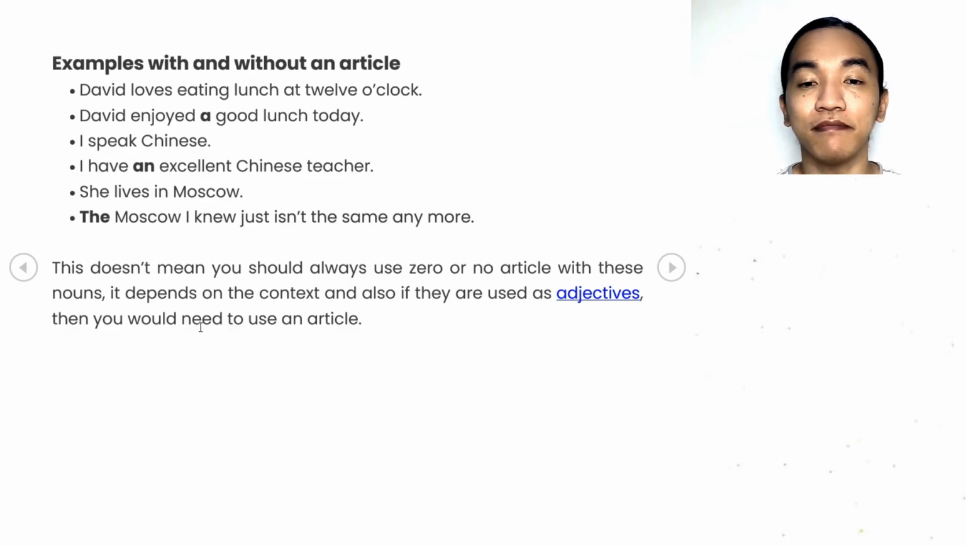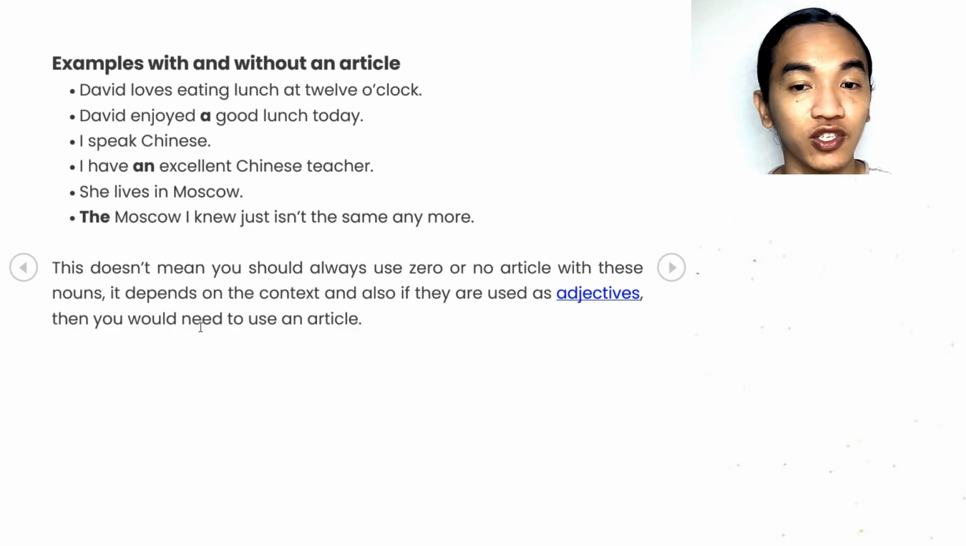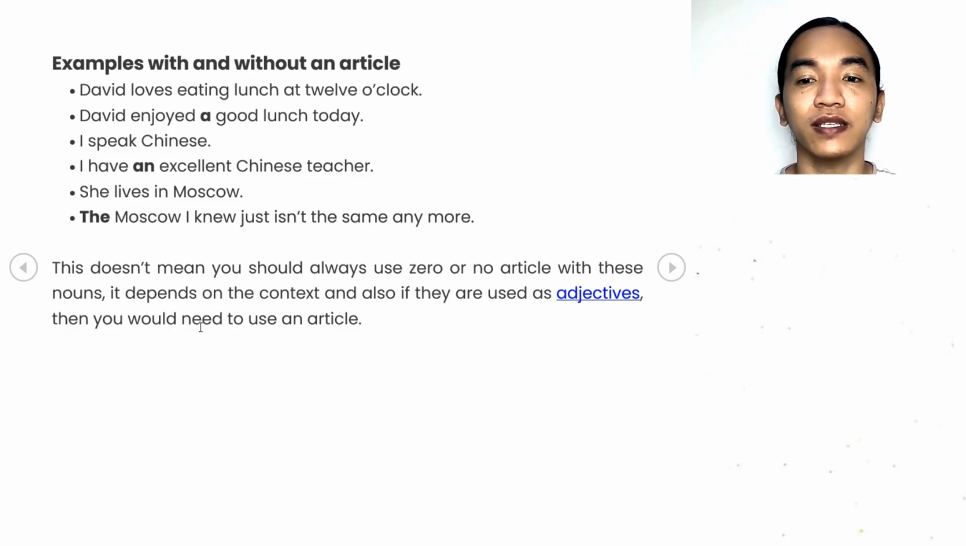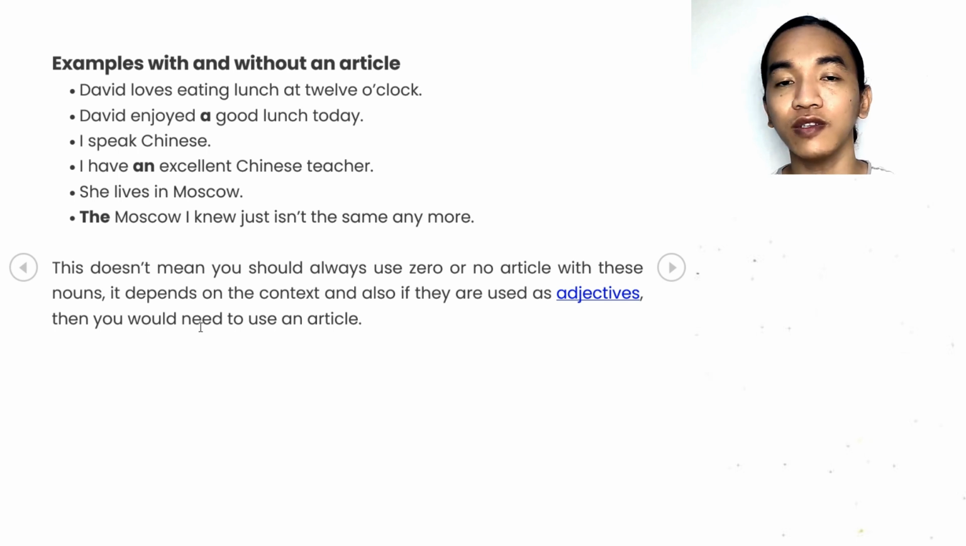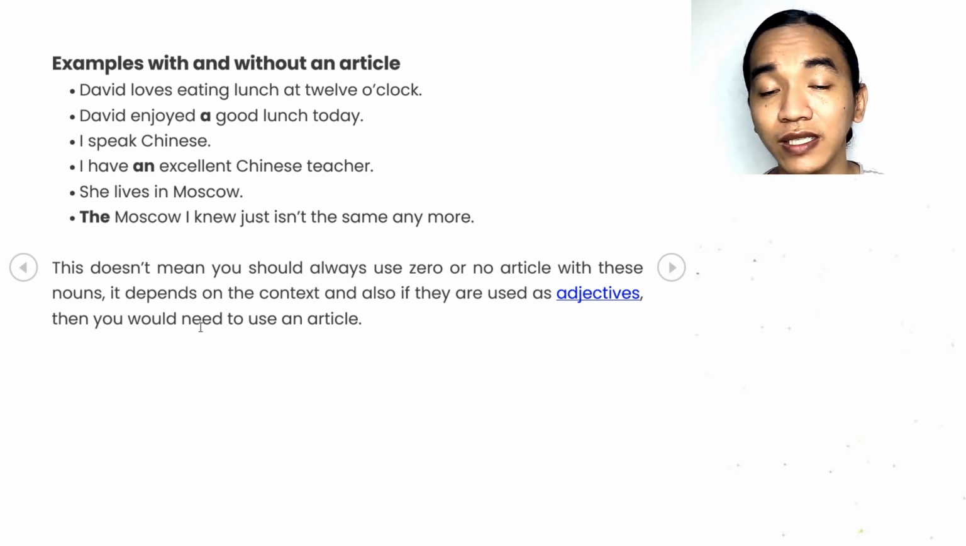She lives in Moscow. So, generally or general statement. The Moscow I knew just isn't the same anymore. So, the Moscow. So you are referring to the view or the situation of Moscow before, which is different now.